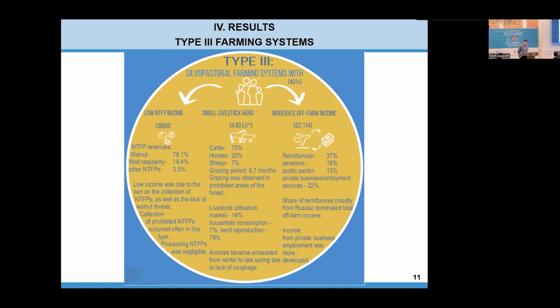The herd, like in the other two farm types, was dominated by cattle and horses. They also had a deficit of fodder during winter time, and livestock also suffered from lack of water and lost weight during the winter time.